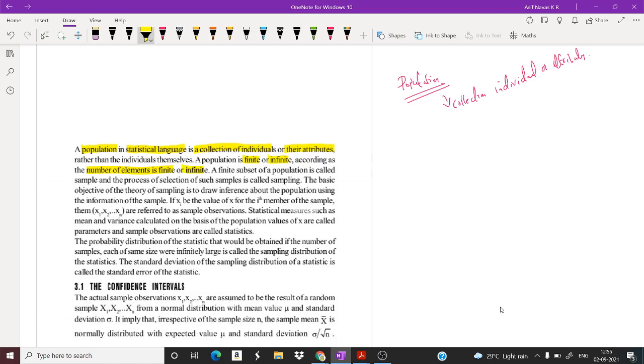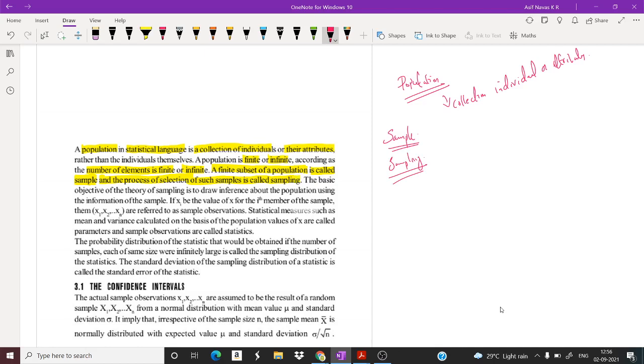Now what we will define is sample. Okay, sample. So a finite subset of a population is called a sample. If there are an infinite number of elements in the population, if we take a finite number of elements depending upon some criteria or condition, then that finite subset is called a sample, and the process of selection of such samples is called sampling.